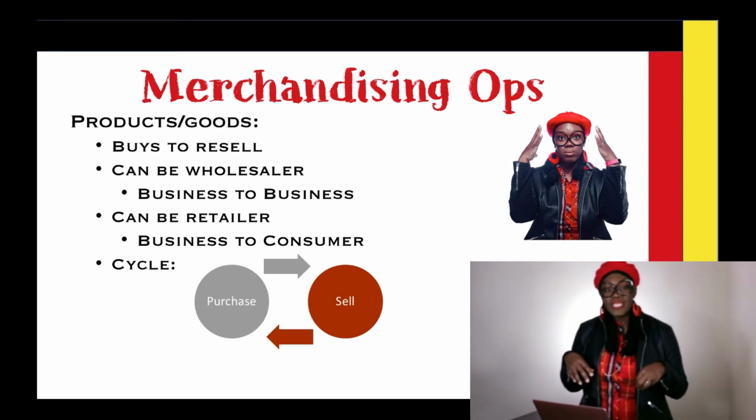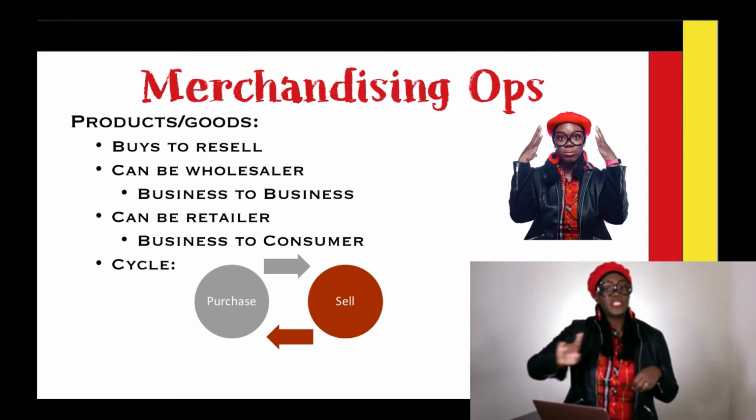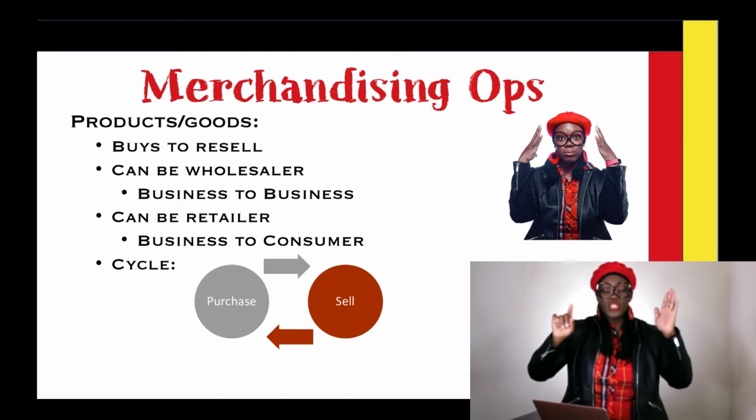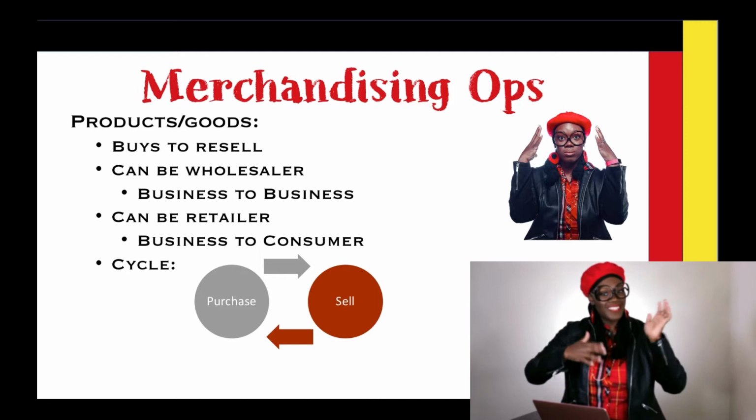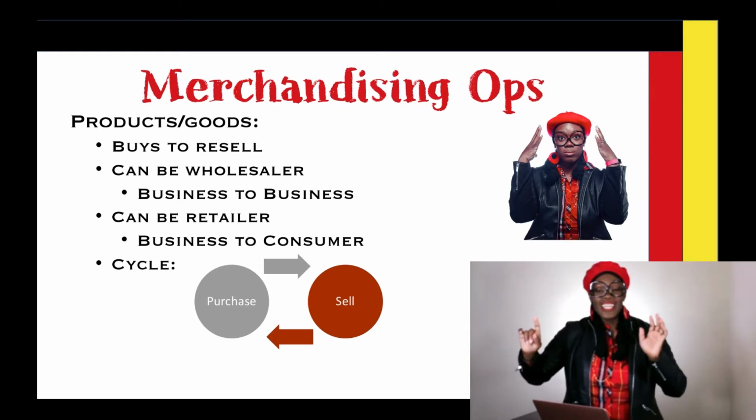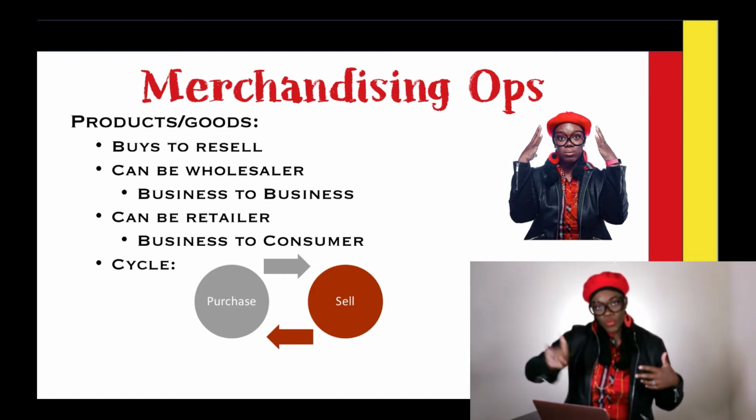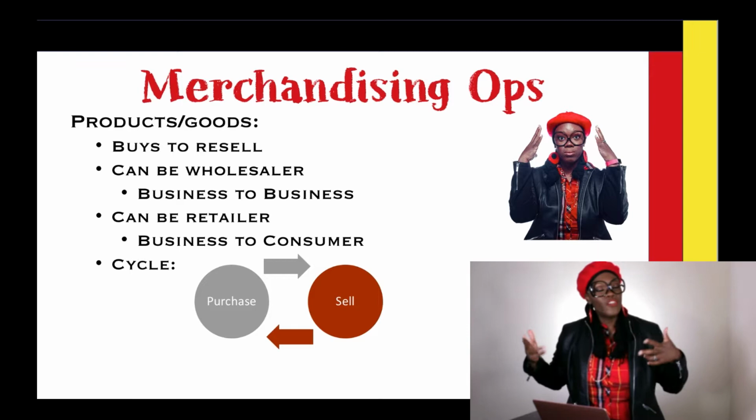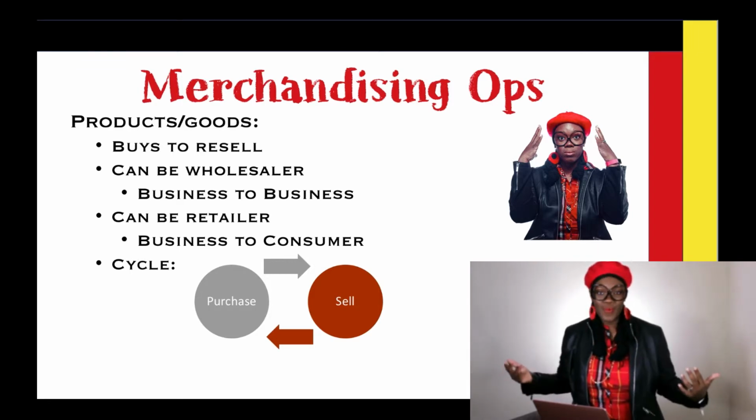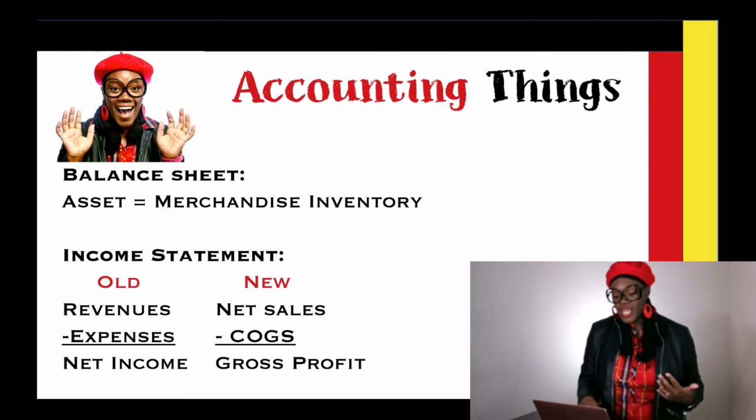As I stated before, the cycle is very cyclical. All you do is purchase something, hopefully selling it at a profit. You're making some money off of this, and then you're using your profit to reinvest in your business and buy some more. So that's a merchandising company.